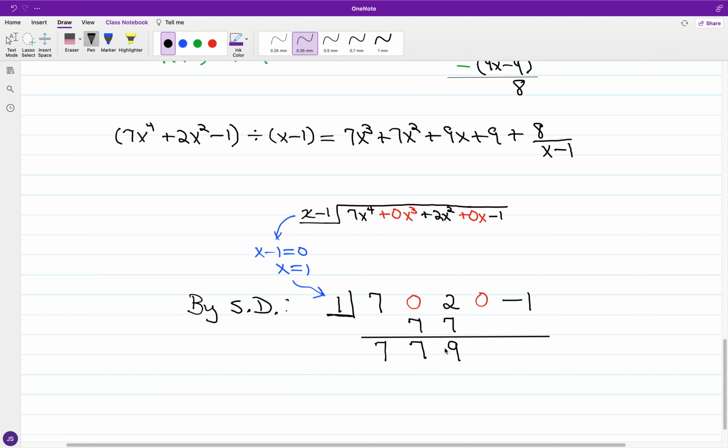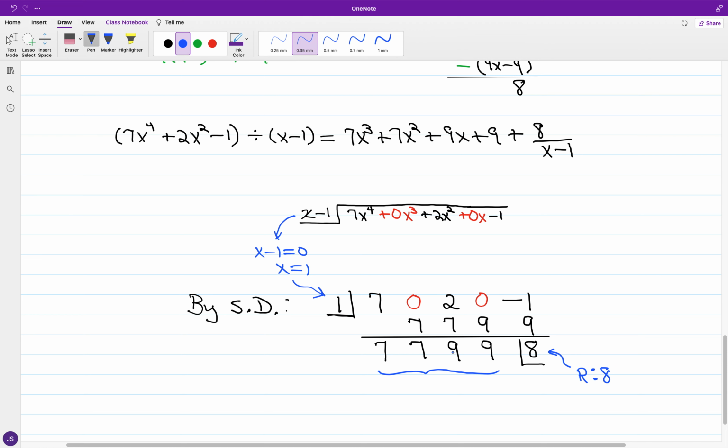And then we have 1 times 9 is 9. 0 plus 9 is 9. And then we have 1 times 9 is another 9. And this time around we have negative 1 plus 9, which comes out to 8. So for the last column total, the remainder is going to be 8.